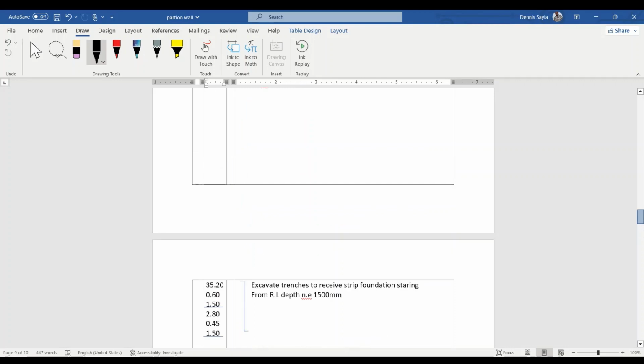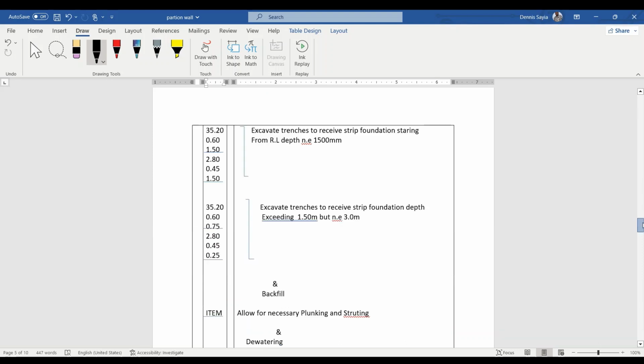Now let's book for the trenches. So we have the mean girth, that is 5.20, the width 0.60, and then the first stage we said it's 1.5. And then for the partition it is 2.80, 0.45, 1.50, and then we say excavate trenches to receive strip foundation starting from reduced level, depth not exceeding 1500 millimeters or 1.5 meters.